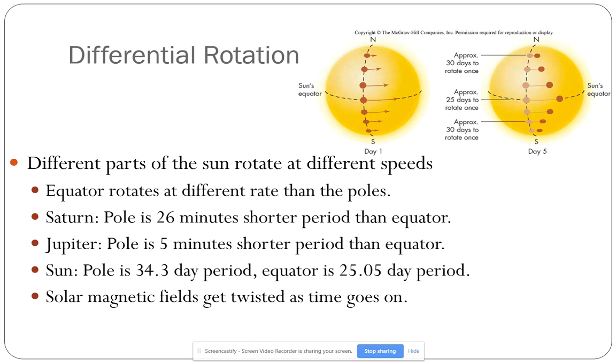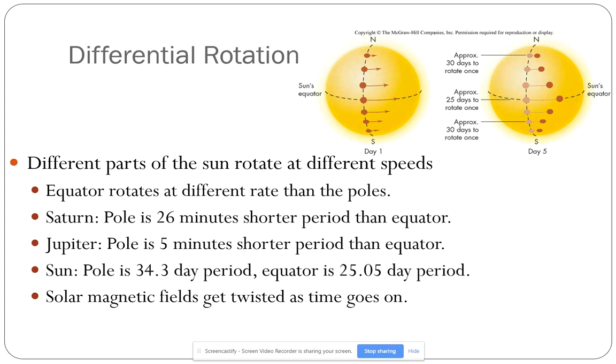That means, once again, the pole is going faster on Jupiter than the equator is. So the sun is opposite of those two, going faster at the equator and slower at the poles. Interesting, isn't it? Now, the time for Saturn and Jupiter, 26 minutes and 5 minutes out of roughly 10 days, is a much smaller percentage differential rotation than on the sun, right? The difference there of 9 days out of, let's say, 25 is a much bigger percentage.